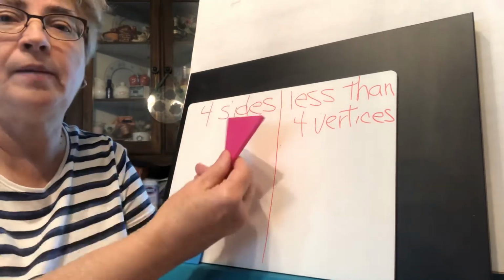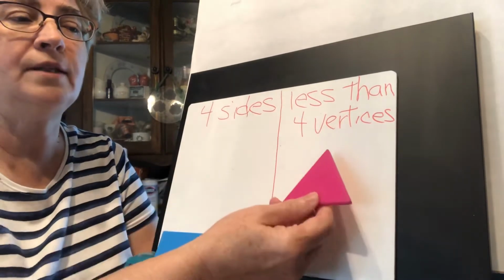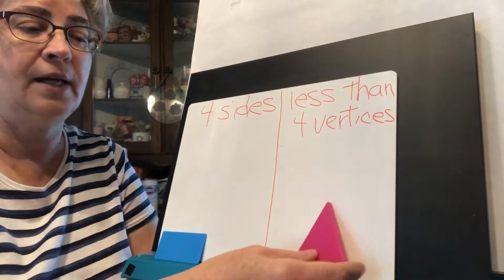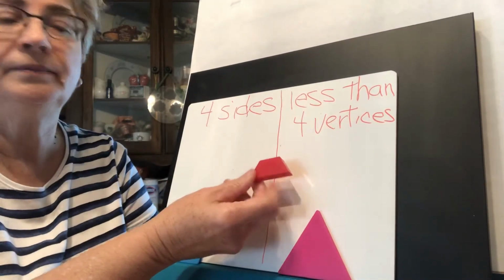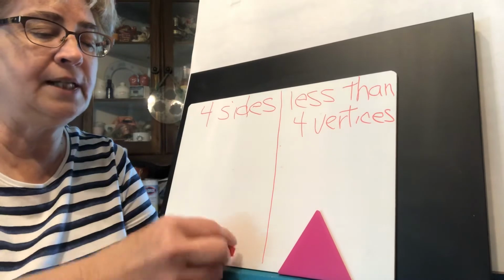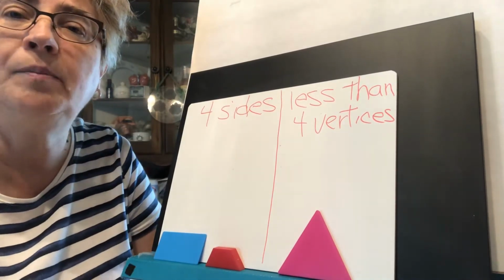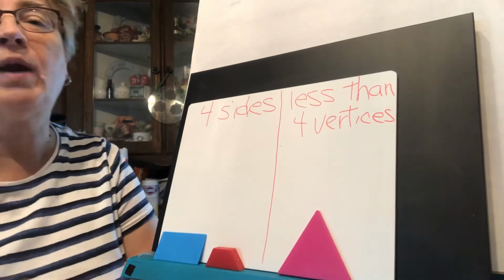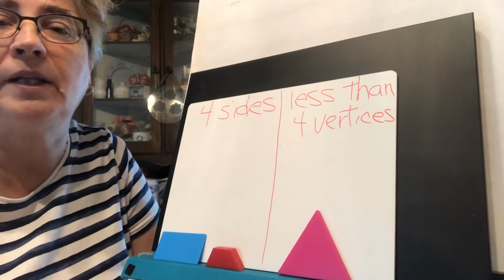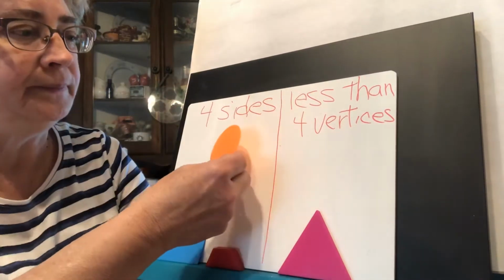How about this shape? 4 sides or less than 4 vertices? Yes, right here. How about this one? Here, right? So you're going to continue to do that with the items in your toolkit, okay? Keep practicing doing that. And then we'll be ready to move on to the next part of the lesson, okay? I'll give you a minute to just do that. So I'm going to keep working with mine.